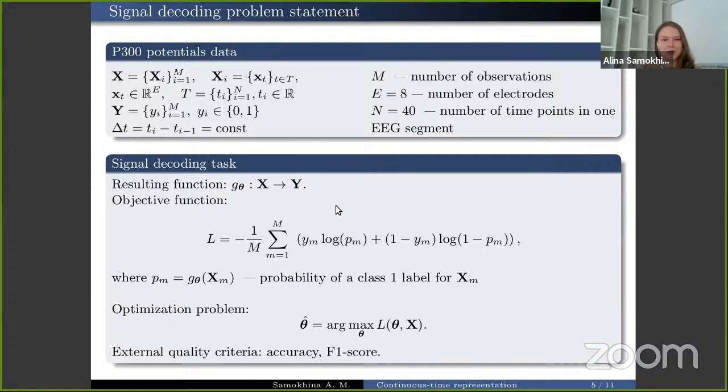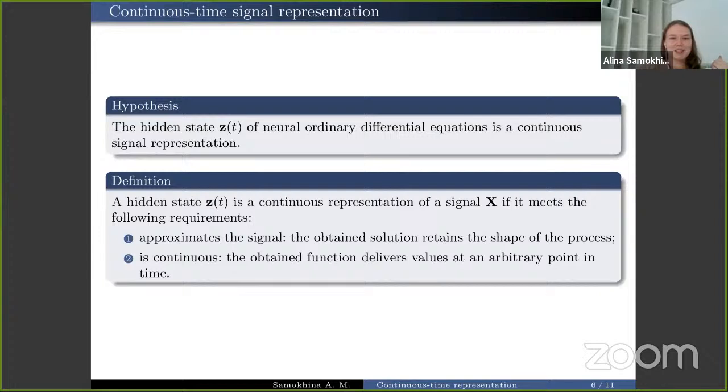In other aspects, it's just a simple binary classification task. But as I already said, the main interest is the continuous time signal representation, which we can obtain while constructing this neural interface. We suppose that we can use the hidden state of neural ordinary differential equations as a continuous signal representation.